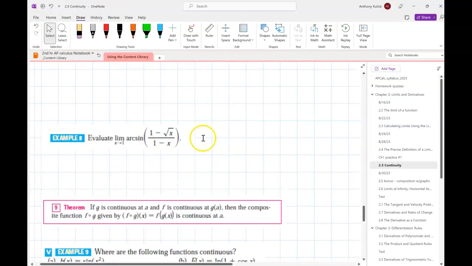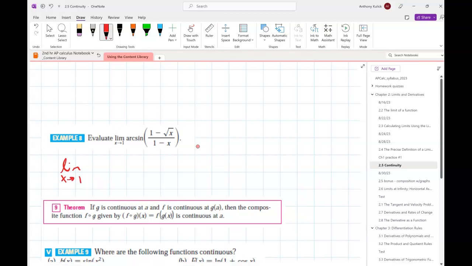So here's an example. Here we have the limit as x approaches 1 of arc sine of (1 minus root x) over (1 minus x). This is a composition of two functions, right? We have that rational function inside of the arc sine function. So the first thing I'm going to do is check the limit as x approaches 1 of this piece.